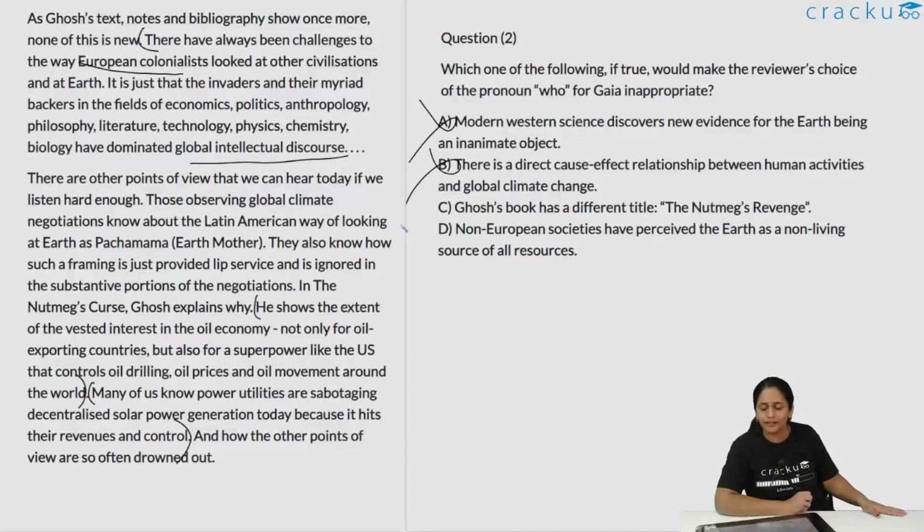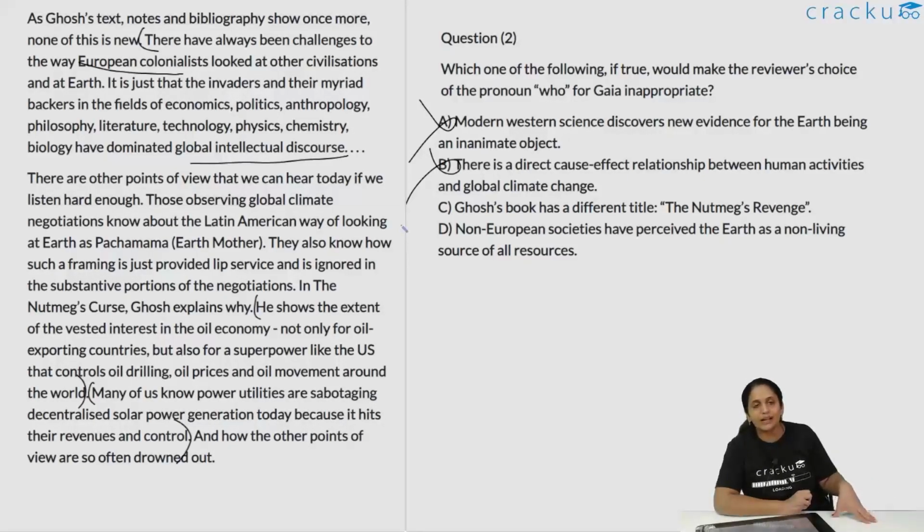Ghosh's book has a different title, The Nutmeg's Revenge. Now, even if you say revenge, revenge is also taken by a person. So still you're personifying Earth, whether it is a curse or a revenge. Ghosh is still personifying Earth. And the reviewer is also right in personifying Earth, because the point is that you want to show that this should be cared for, this should be respected.